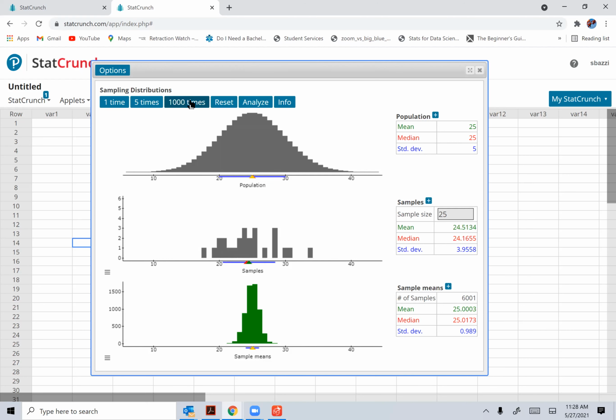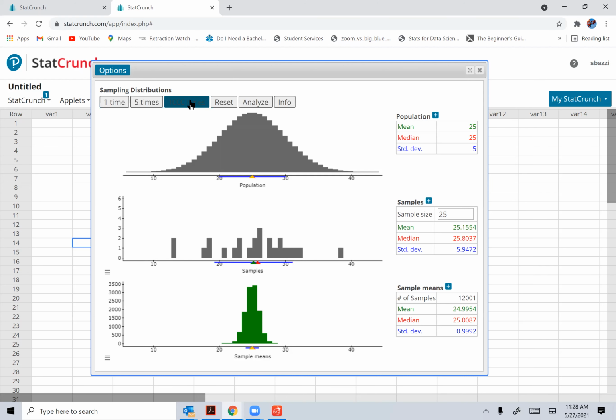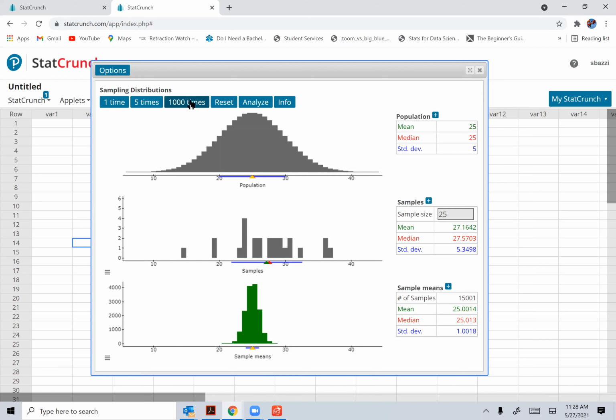I'm going to do 10,000 samples. Oh, we went more. Okay, let's do 15,000 samples. That's good. I got 15,000 samples. Okay, observe, guys. The mean of the original population is 25. The mean of the sample means is also 25.